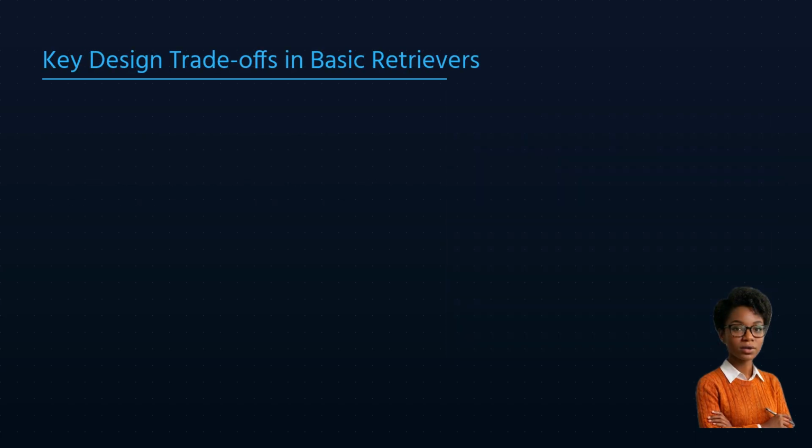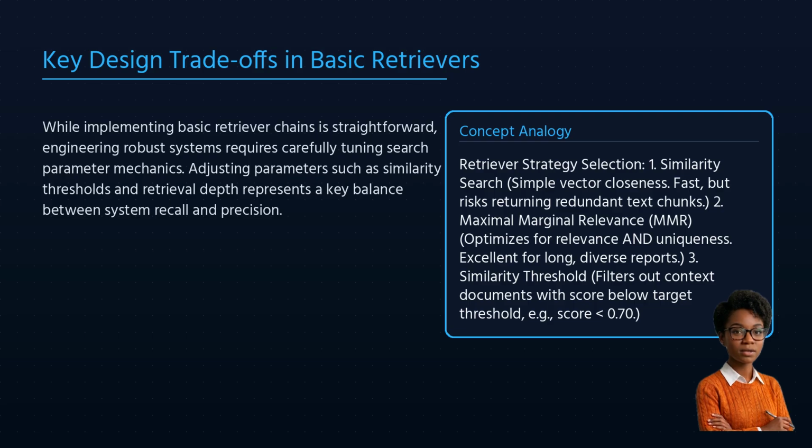When building retriever chains for production systems, you must consider critical configuration trade-offs. If you set your parameter k too high, you might overwhelm your LLM with raw data, which increases costs and risks hallucination. Conversely, if your k is too low, you risk omitting key information needed for complex answers.